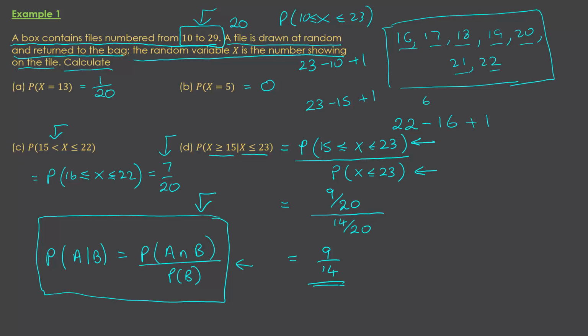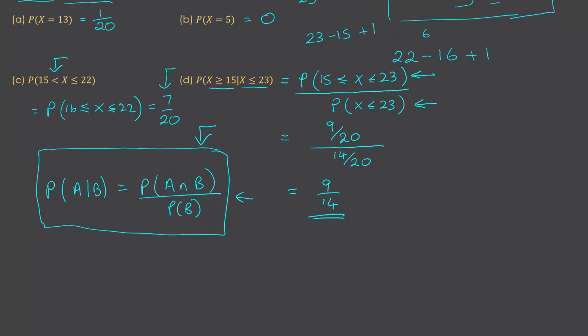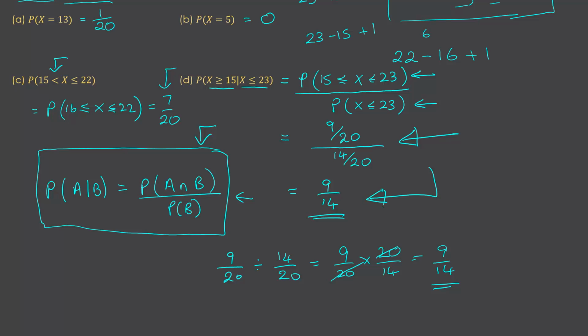But let's just consider why that is the case. We're dividing fractions there. So we're doing 9 over 20 divided by 14 over 20. And remember, keep, flip, change, and then the 20s cancel, and we get 9 out of 14. So whenever you're in this situation here, you know that you can just flip it and get this situation here.